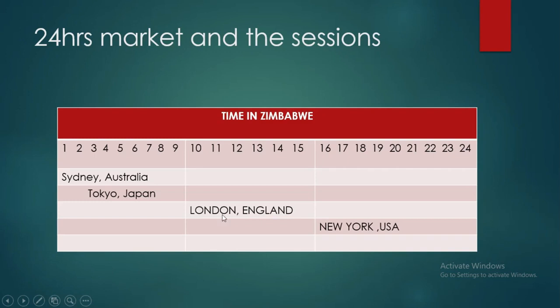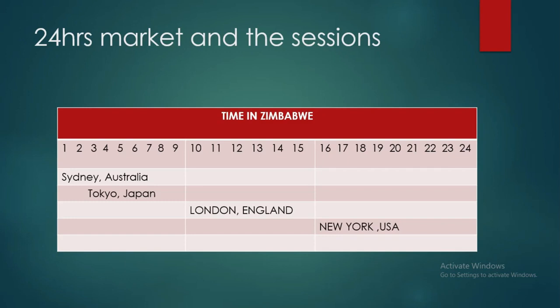Our London market is going to be open from about 10 a.m. to somewhere around 3 p.m. to 3:30 p.m. Then we're going to have the New York session, where the New York market will be open from about 3 o'clock, 3:30, depending on the times, all the way up to 11, 12 midnight. So these are the sessions that we're going to be having, and we'll talk more about them as we go deeper into the strategies that we're going to be teaching you on this channel.